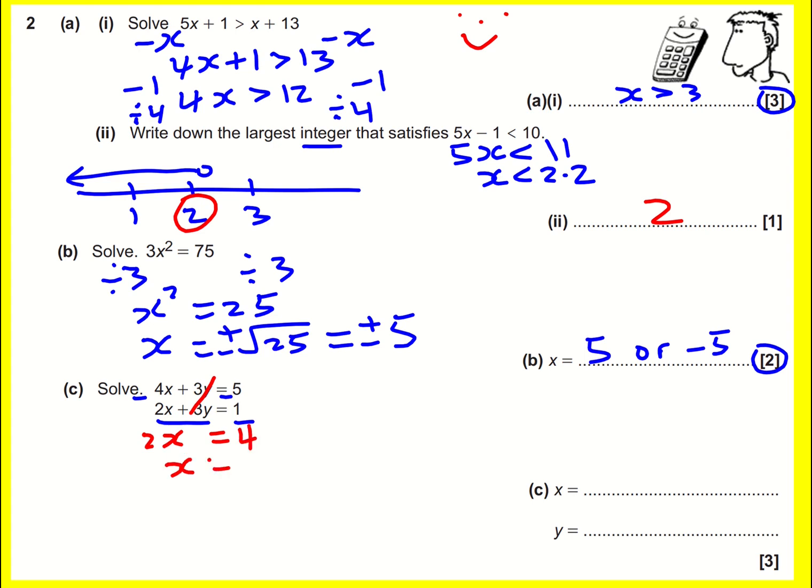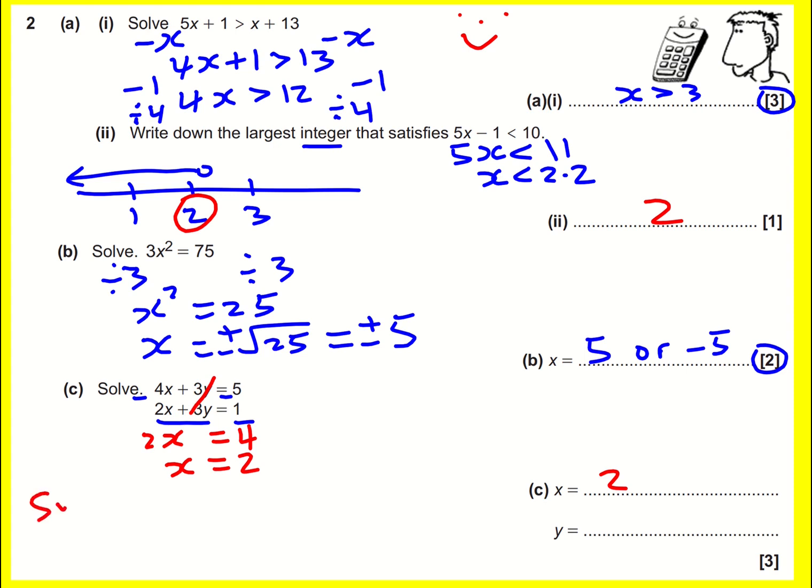Divide through by 2, x equals 2. Brilliant. That's going to be one of my solutions. I'm not quite done though. So now I need to substitute it back in. Let's substitute it back into the bottom one. No real reason for that, just because I've got a slightly smaller value of x. It's only 2x instead of 4x.